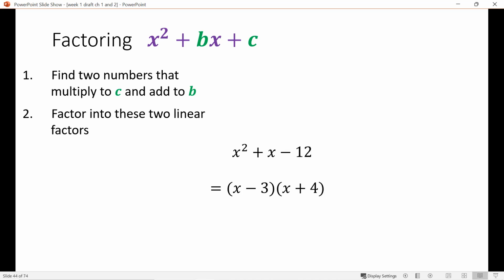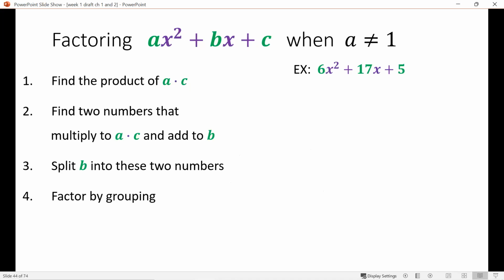So that is factoring the quadratic trinomial when the leading coefficient is 1. It's fairly simple. You guys probably already know how to do that. What about when the leading coefficient isn't 1? When the leading coefficient isn't 1, we have to factor by grouping. Basically, we're going to break up that center term, that bx term, into two pieces that will allow us to factor by grouping. Okay. So in this case, we've got 6x squared plus 17x plus 5.